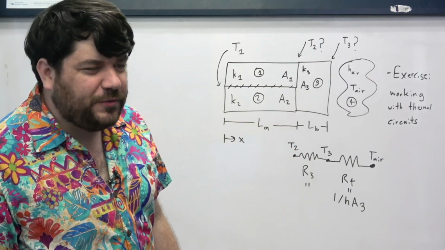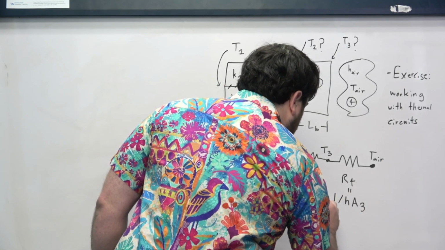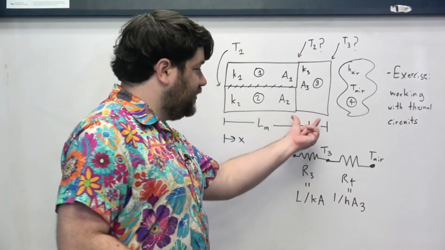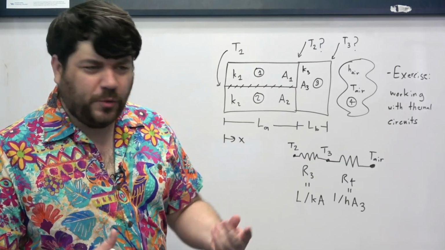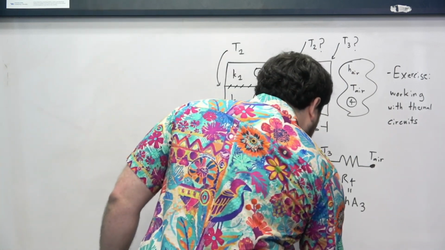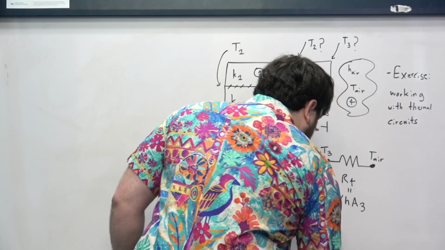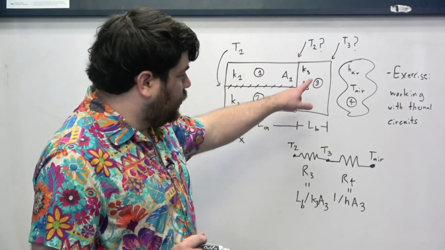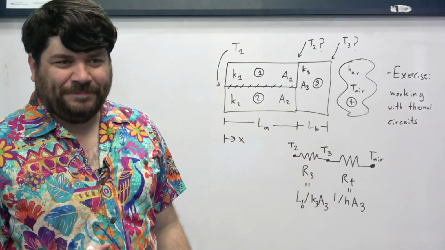And so what was the expression for that? Well, it's just L over KA. That's the general expression: the thickness divided by the thermal conductivity times the cross-sectional surface area. So what are these values for this wall? Well, the thickness is Lb, the K is K3, and the A is A3. All right, so that's our expression for the thermal resistance and for the characteristics of that chunk of the thermal network, of the thermal circuit.